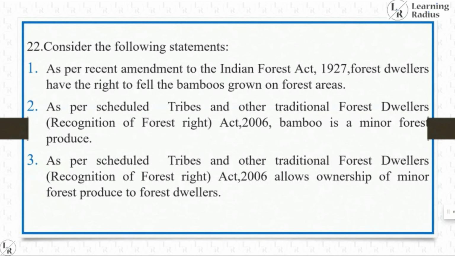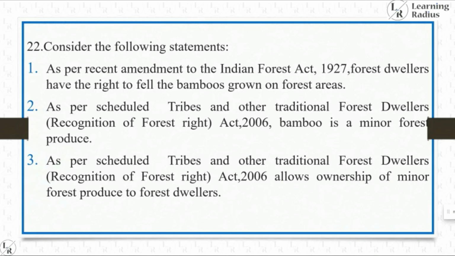Let's come to the next question. Consider the following statements. As per an amendment to the Indian Forest Act 1927, forest dwellers have the right to fell the bamboo grown on forest area. As per the Scheduled Tribes and Other Traditional Forest Dwellers (Recognition of Forest Rights) Act 2006, bamboo is a minor forest produce. Third, as per the same Act, it allows ownership of minor forest produce to forest dwellers. UPSC is asking which of the statements given above is correct. 1 and 2, 2 and 3, 3 only, 1, 2 and 3.